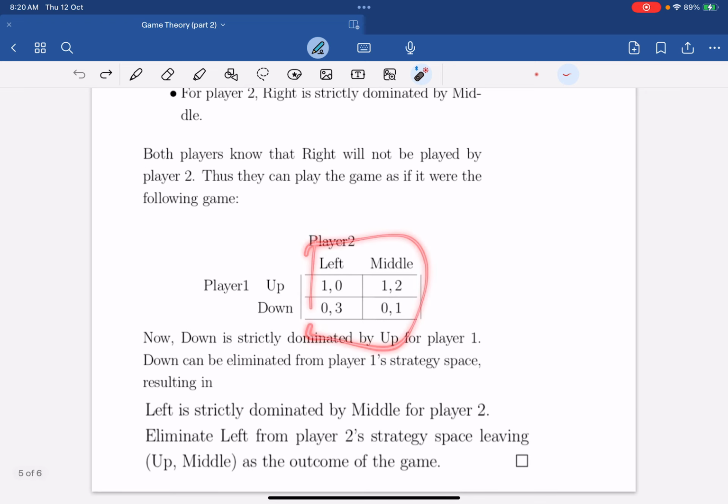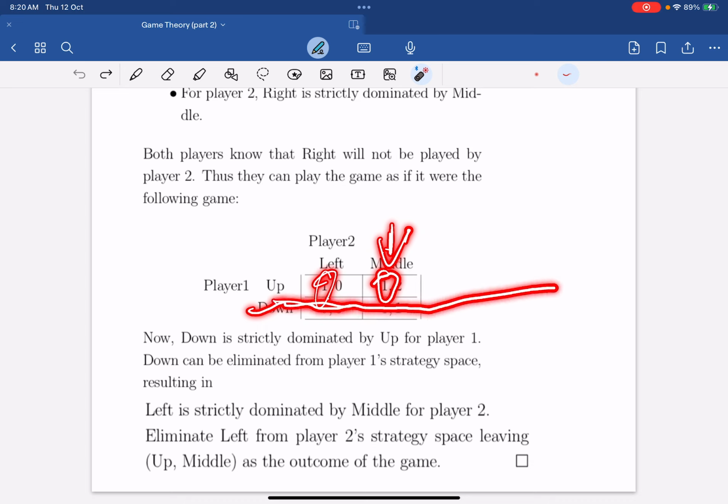Now down is strictly dominated by up in this case, because once you have this, we see that if player 2 chooses left, then you choose down. If player 2 chooses right, you choose up. If player 2 chooses middle, you again choose up. So this is again strictly dominated, so you can cancel this, and you're left with the following space.